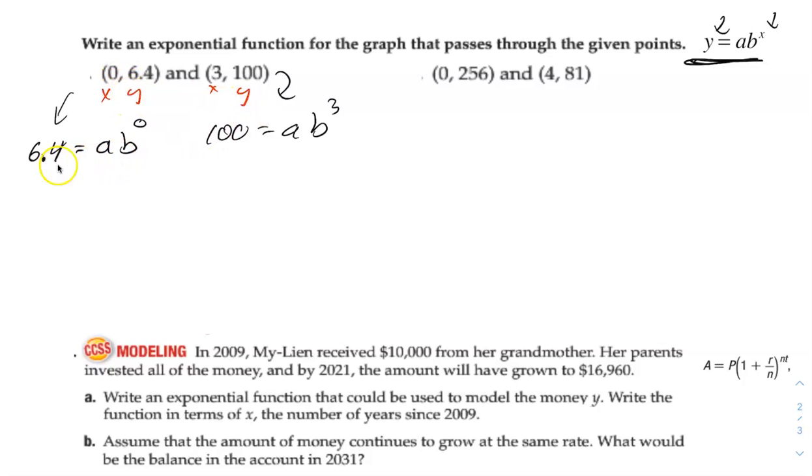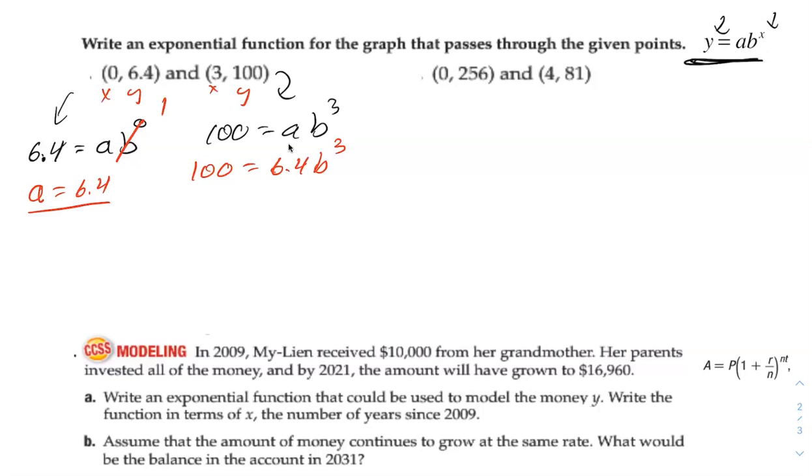So what we do next is this one. We have a b to the 0. We know b to the 0 power is 1, so I'm left with just a equals 6.4. How nice. Only if there's a different equation I can plug it into. Hey, right here. Now you know a is 6.4. Sub it in, and then solve.